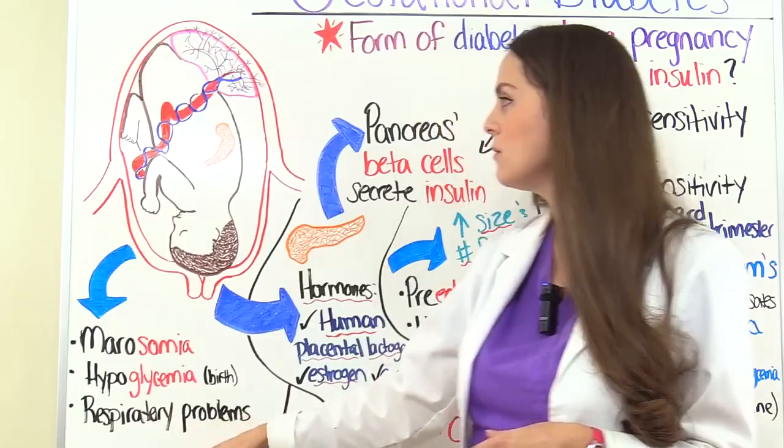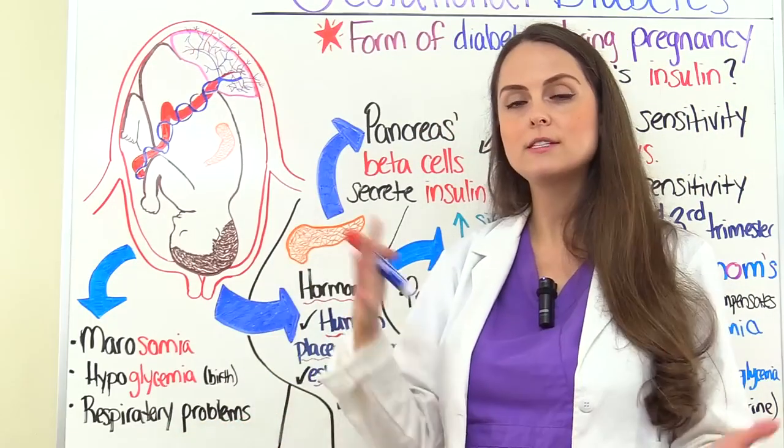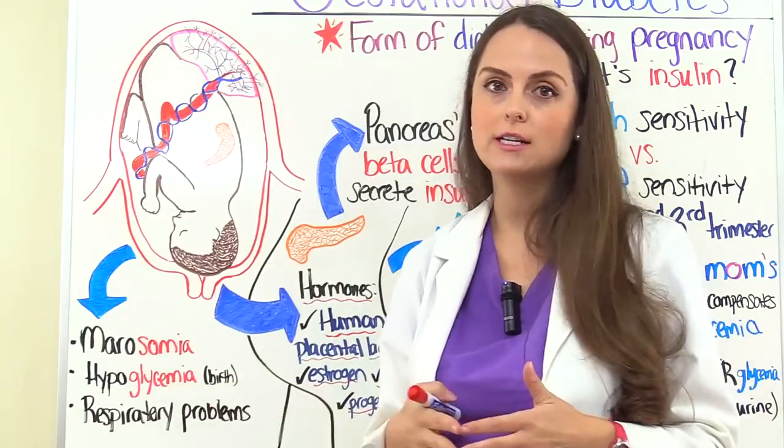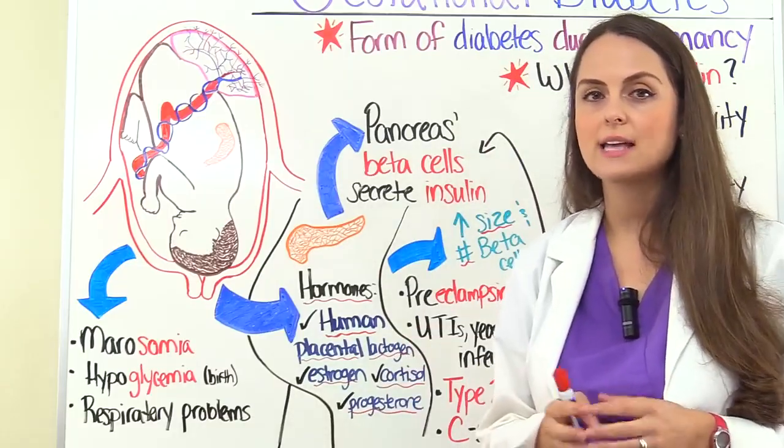Another thing that can happen with these babies is that because they've been receiving all this extra glucose, that can affect their lung maturity, specifically that surfactant. So they're at risk for respiratory distress at birth.